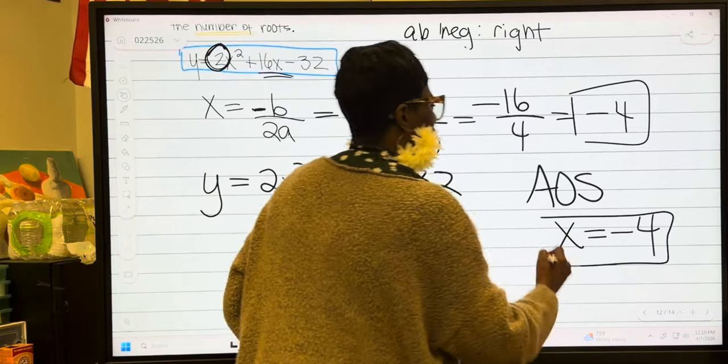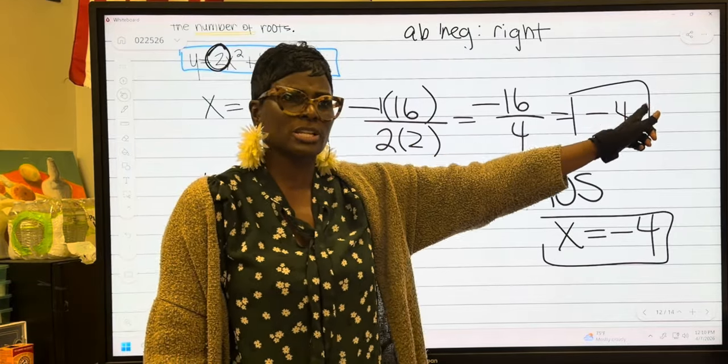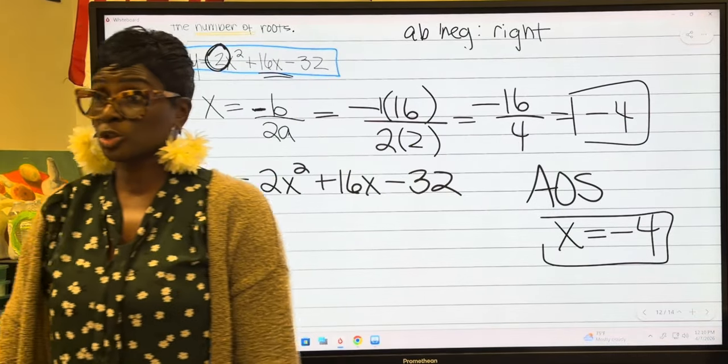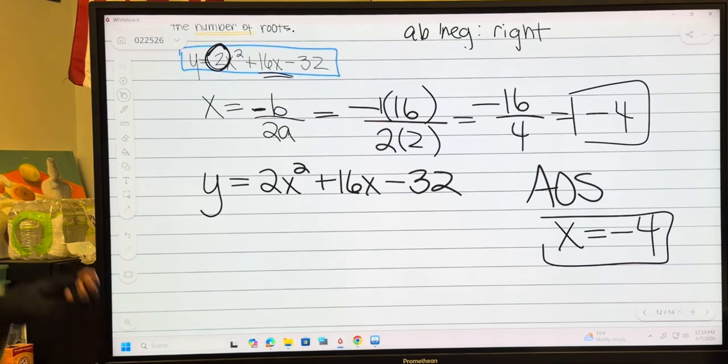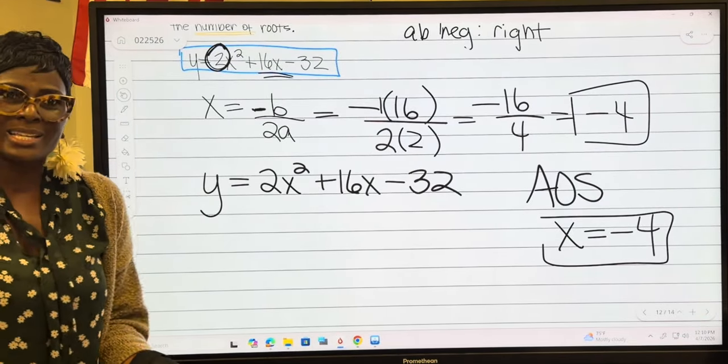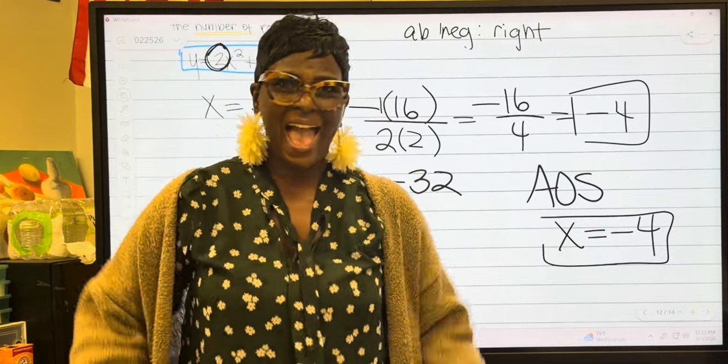You should immediately write that down. As soon as you get the x of your vertex, go right on and write that axis of symmetry too, because they're going to ask you that, right? And that axis of symmetry is very important. Why? Because it divides your parabola in half.